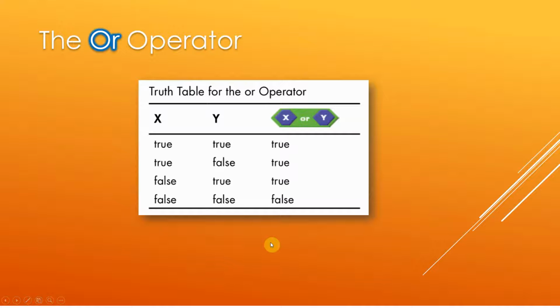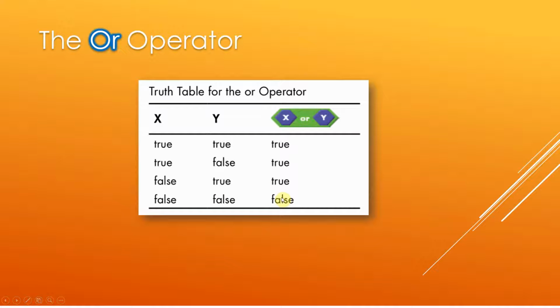The next operator we're going to look at is the OR operator. Again, it uses hexagon blocks, so we know we have to put Boolean values in. 1, 0, true, false, yes, no. And the answer is also given by the shape of the block, which is also a hexagon. So it's going to give us a true or false answer. So if we look at the values again, X true, Y true, then the answer is true. If X is true or Y is false, then the answer is true. Or if X is false or Y is true, then the answer is true. And if X is false or Y is false, then the answer is false.